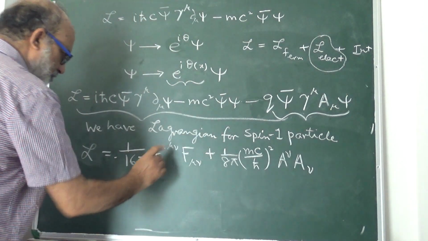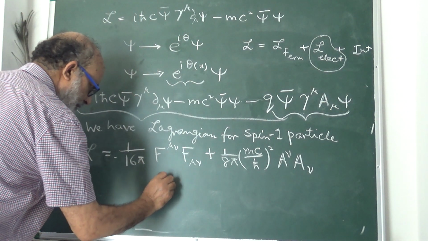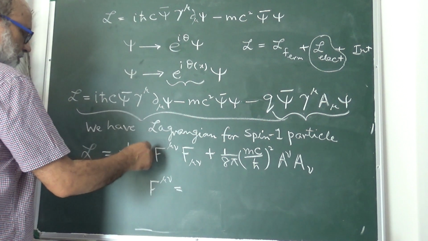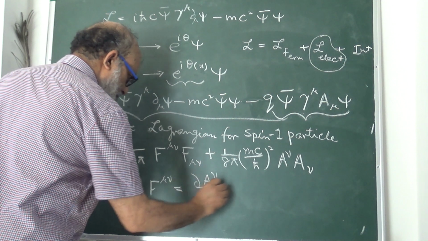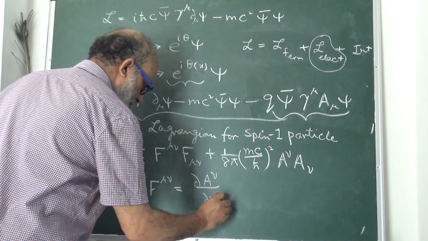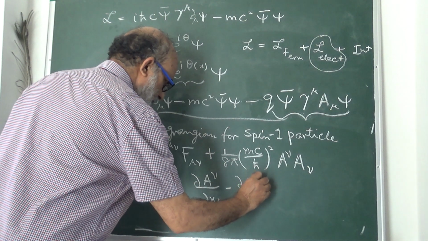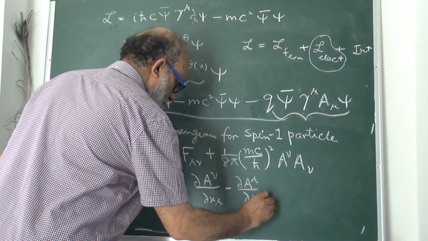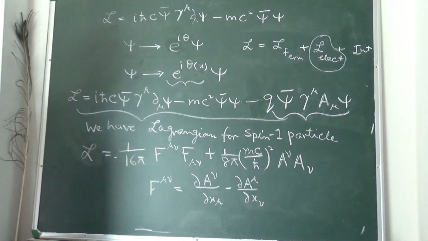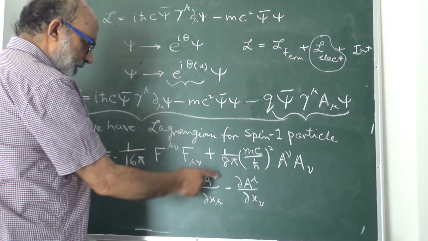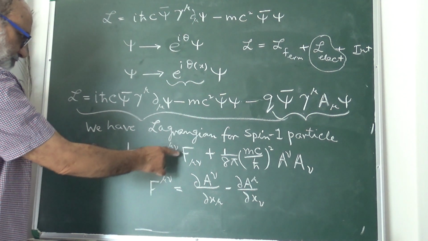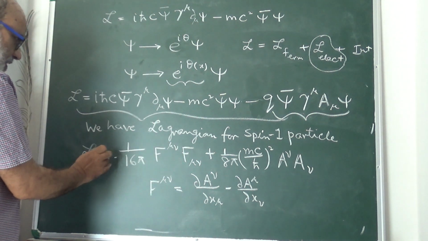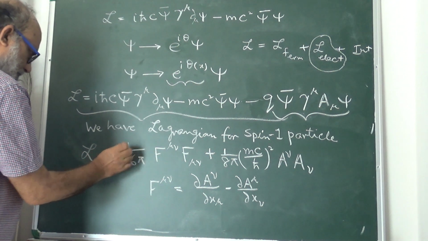Here F mu nu is the electromagnetic field tensor, which is delta A nu by delta x mu minus delta A mu by delta x nu. This we have already worked out: this is the electromagnetic field tensor. This is the variation of the electromagnetic field with space and time. Oh sorry, this is minus here, a small minus.